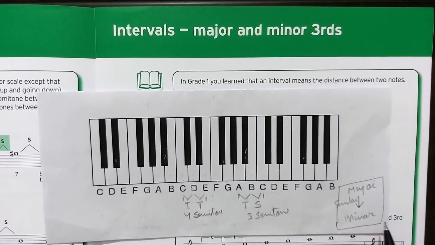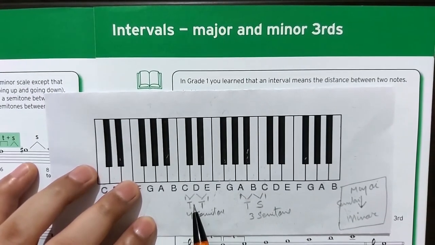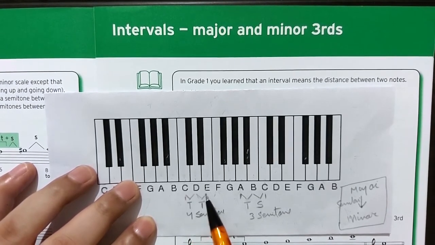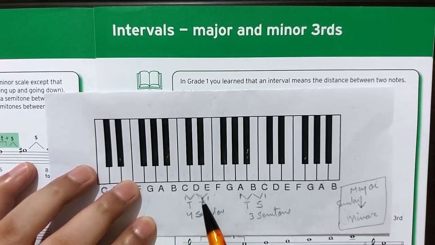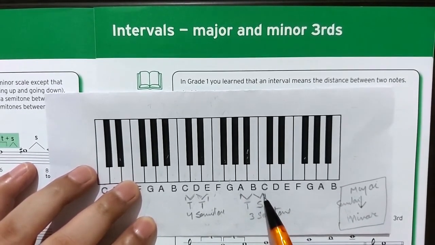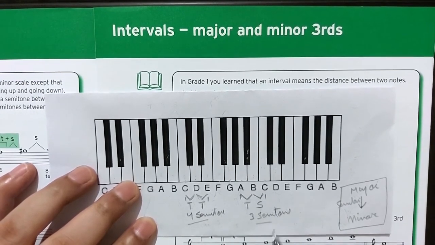Okay, so I hope you understood this much. I showed you two ways to find whether it's a major or minor third. One is through the tones: in a major third interval, we will find two tones distance, and in a minor third we'll find one tone and one semitone distance. And if we count by semitones, you will find 4 semitones distance in a major third, and in a minor third you will find 3 semitones.